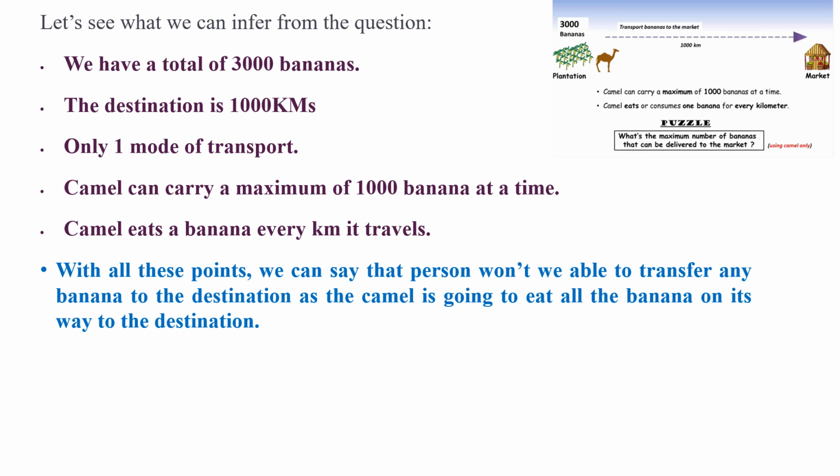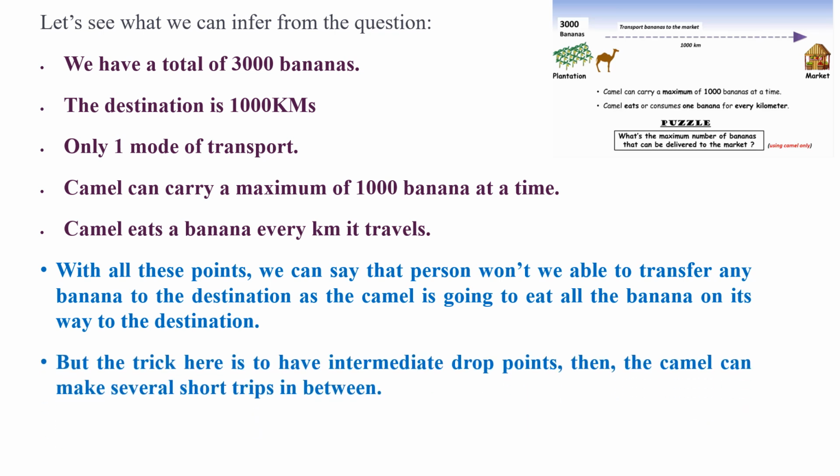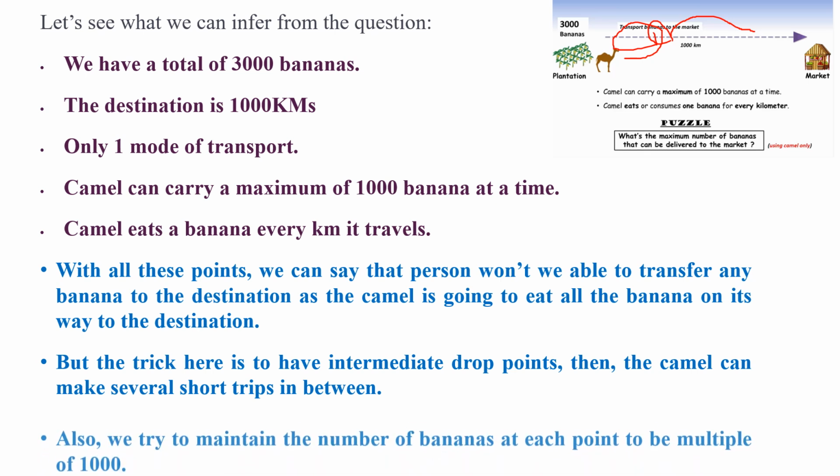So we can have a trick. Instead of traveling 1000 kilometers at a stretch, we can have some intermediate point. There we can unload and store bananas, then come back, get the next 1000, store it, and again come back. So after loading some bananas here, you can have an intermediate point or you can reach the destination. It is not possible to carry 1000 bananas over 1000 kilometers, as nothing will be left, and the camel cannot come back to carry the remaining 2000 bananas. So we need some intermediate points to solve this problem.